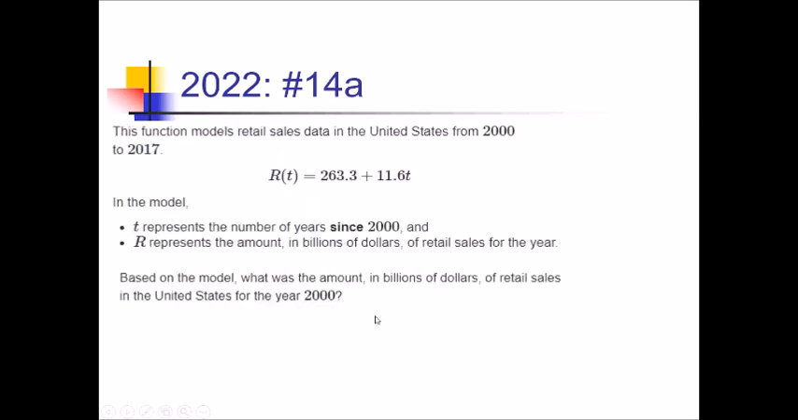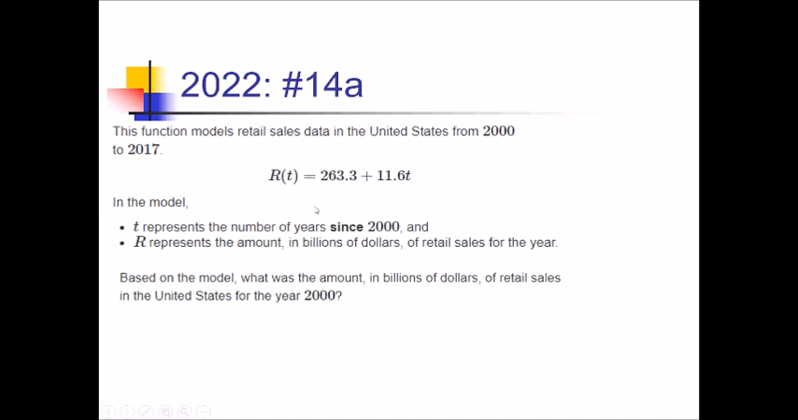For the next couple problems, we're using this function, which models retail sales data in the U.S. from 2000 to 2017. So we have to read this carefully because they said in this model, T is the number of years since 2000. So 2000 actually would have a value of 0. And then we also have to read here that R is the amount in billions of dollars of retail sales.